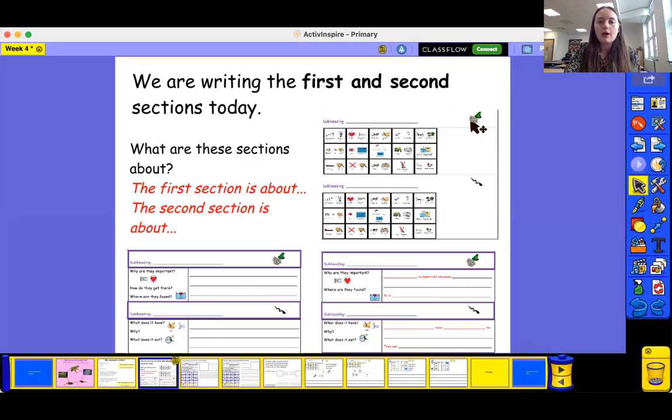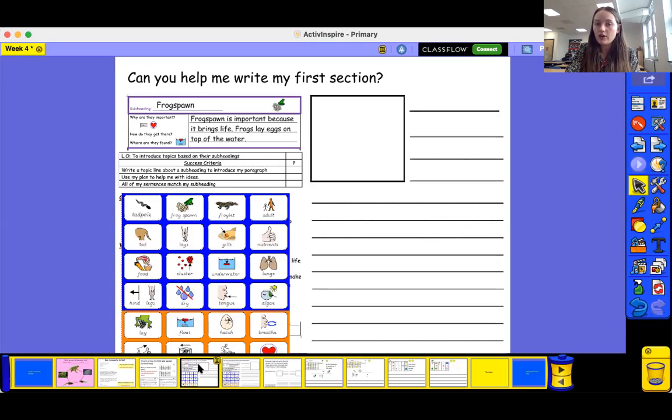Fantastic. What about the second section? Well, hopefully you've noticed that the second section is about tadpoles. Let's read that together. The second section is about tadpoles. Brilliant. Now I need your help with writing my first section. So as you can see, I've got a copy of my plan here. I have also got a word map to help me. And I've got my success criteria to help me whilst I am writing.